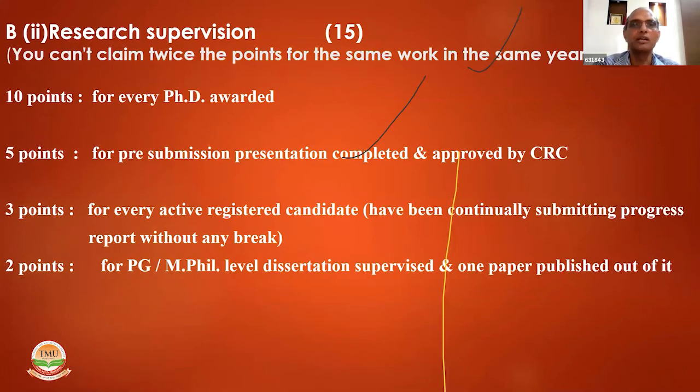Research supervision, 15 points. Looking at that, faculty members, some of them are very young, some of them are quite experienced and have been in the organization for long. And some of the faculty are not PhDs themselves. So how would they in fact earn these points? If you look at the last point, 2 points for PG and MPhil level dissertation supervised and one paper published out of the dissertation.